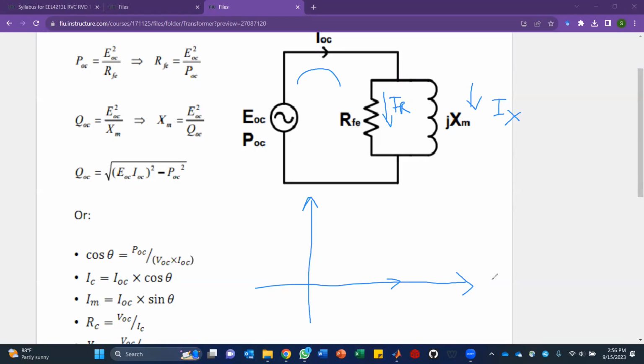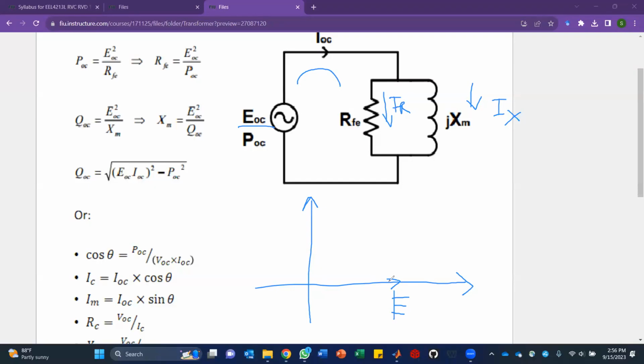Let's assume, since this is the x-axis, it's easier to put E in a vector diagram just along the x-axis. So we'll name it E. Again, it is very difficult to draw.